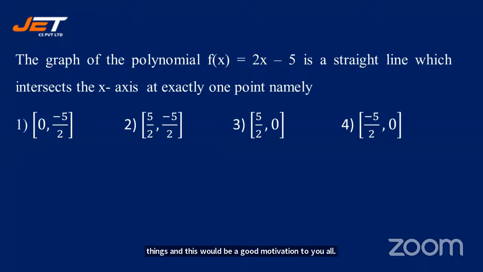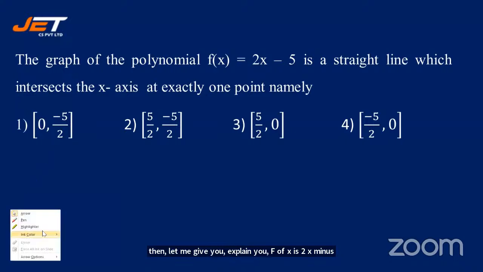The graph of the polynomial f of x is equal to 2x minus 5 is a straight line which intersects the x-axis at exactly one point, namely dash. All right, so f of x, quickly give me the answer. By then, let me explain to you. f of x is 2x minus 5. The graph intersects the x-axis.